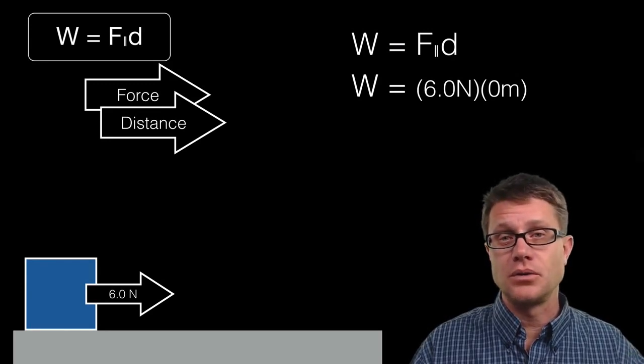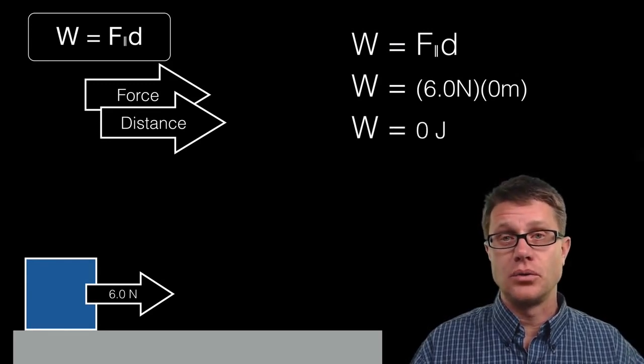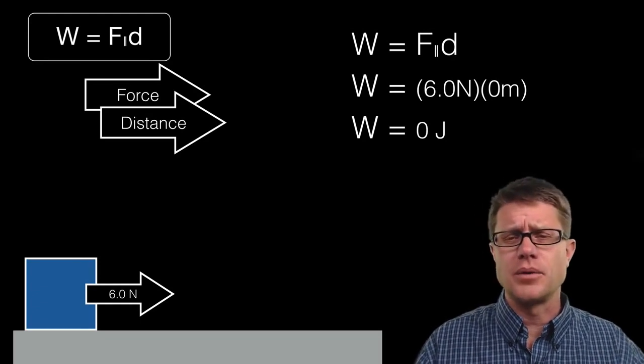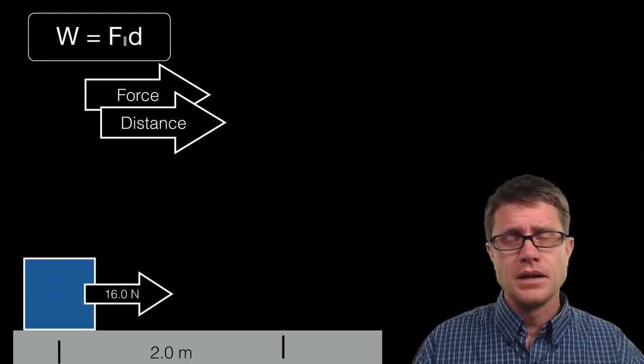And so how much work did we do on an object? It's going to be 0 joules. Even though we're applying a force to it, if it doesn't move, then we don't do any work. And this is how work is different in science to the way we think about work just in the regular world. Let's try another problem.